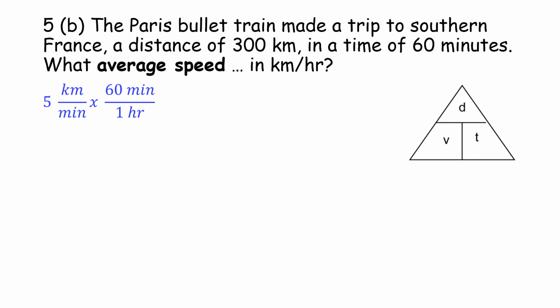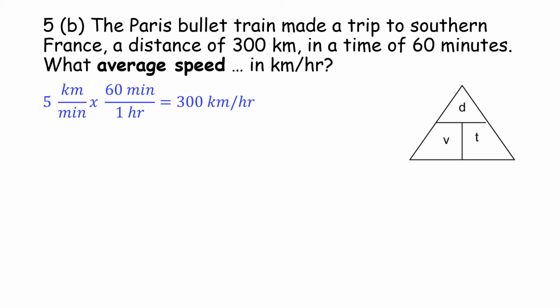Now for part B, you could have started from scratch and did the entire problem again, but I just made it into a conversion problem. So if it's going 5 kilometers per minute, how many kilometers per hour is that? I multiplied by the conversion factor of 60 minutes per hour. When you do that, you find out it goes 300 kilometers per hour. You probably could have puzzled that out. If it goes 300 kilometers in a time of 60 minutes, that's 1 hour.